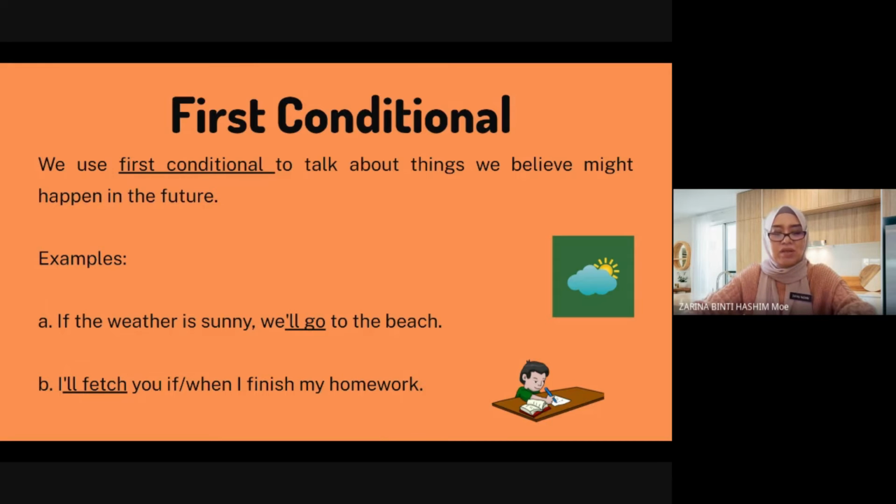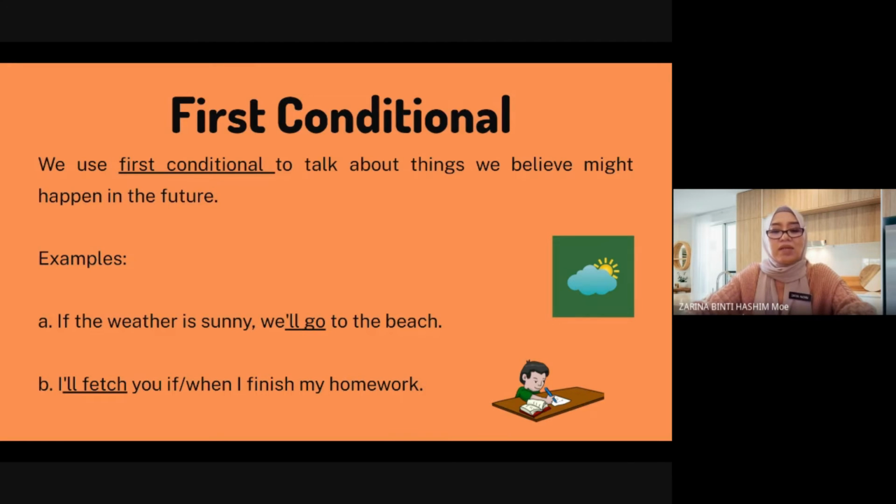If the weather is sunny, we'll go to the beach. So, will. And remember, after the word will, there should be the original verb. You cannot add es or ed or ing. Will go. So every time after will, there must be the original verb.